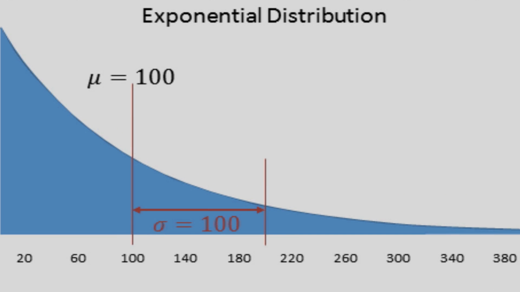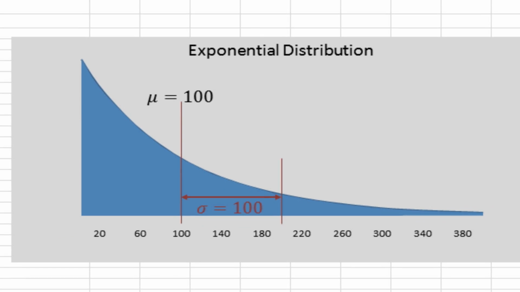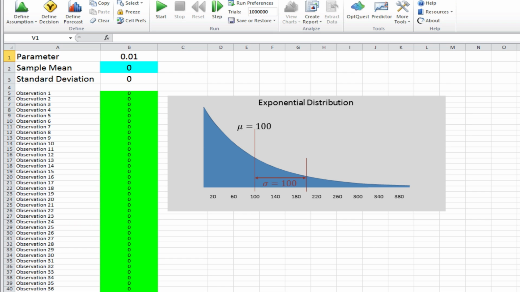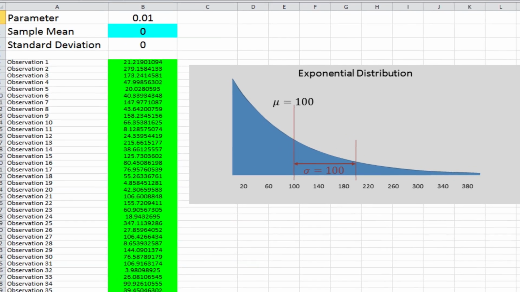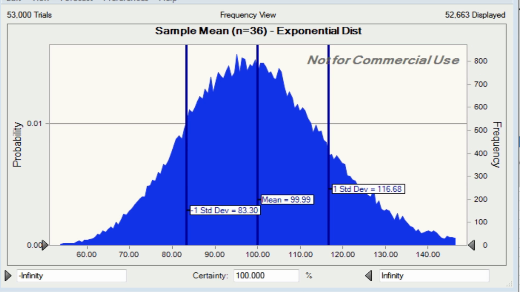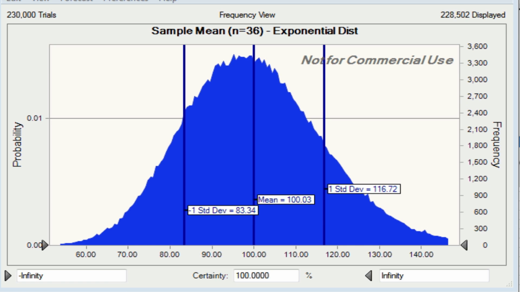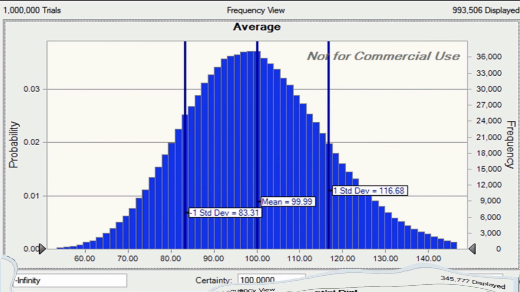This time I use the exponential distribution that looks like this. A peculiarity about the exponential distribution is that its mean and its standard deviation are identical. In this case, we have an exponential distribution with mean equals 100 and a standard deviation of 100 as well. I have set this up in a straightforward way in Crystal Ball, and again, let's see what happens if we run 1 million samples of size 36. This starts to look like a normal distribution again, and eventually, for 1 million samples of size 36, it will look something like that.